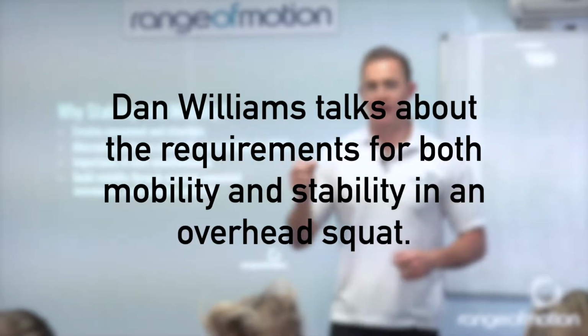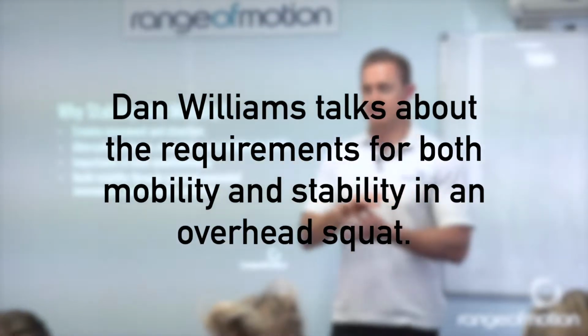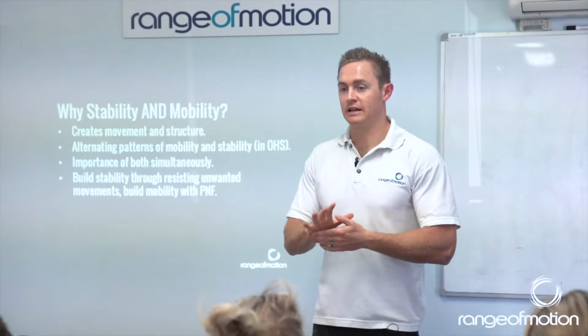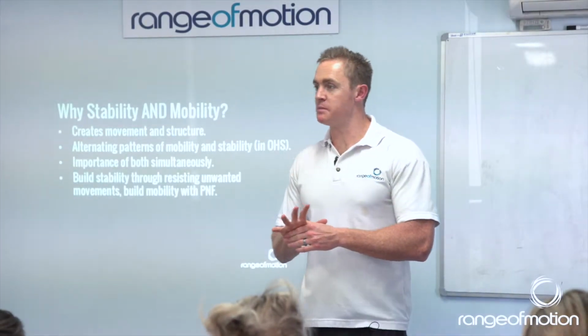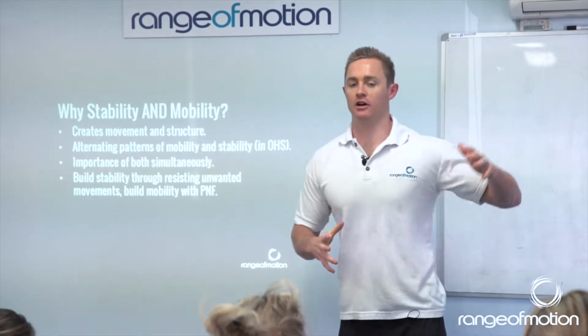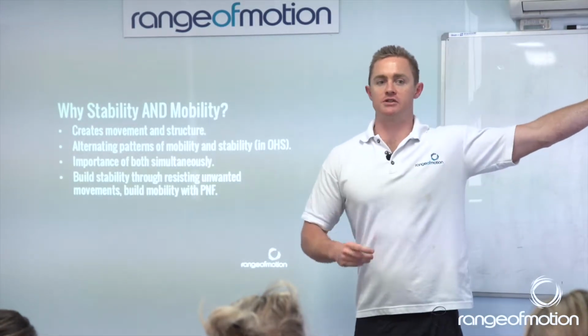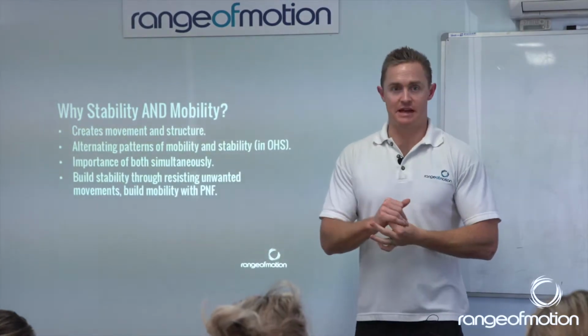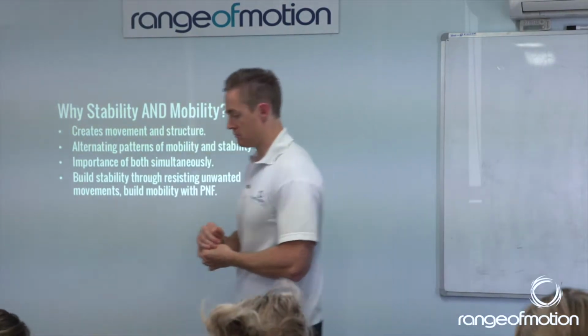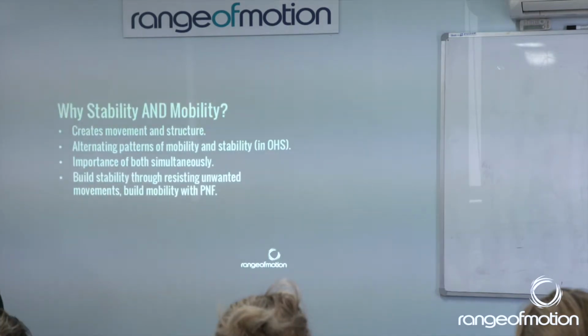To give you an example of how important it is to be both mobile and stable in the same movement, let's look at something like an overhead squat. Generally speaking, in an overhead squat, what is the greatest requirement at the ankle? Do we want the ankle to be mobile or stable? I want it to be mobile.